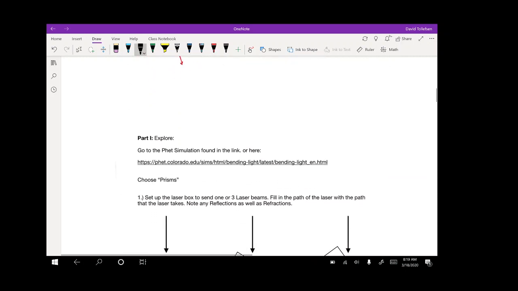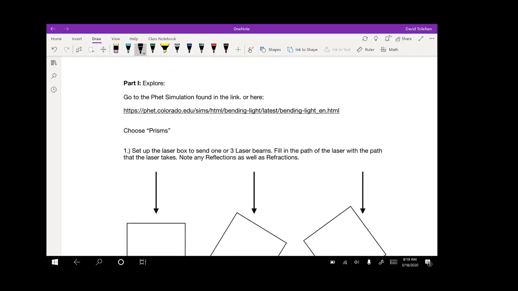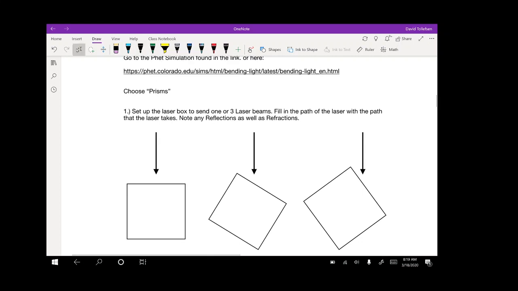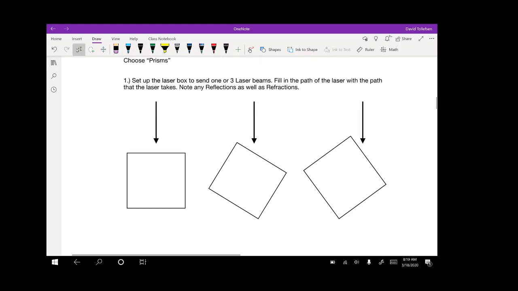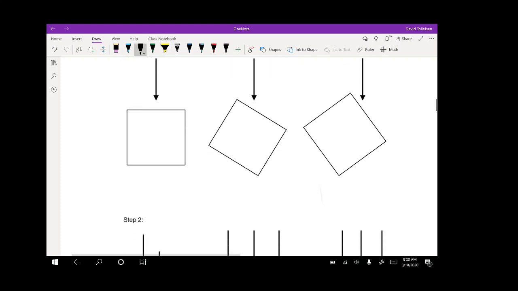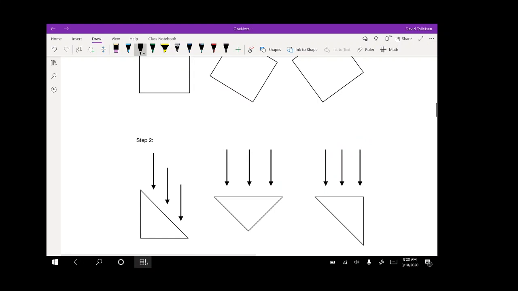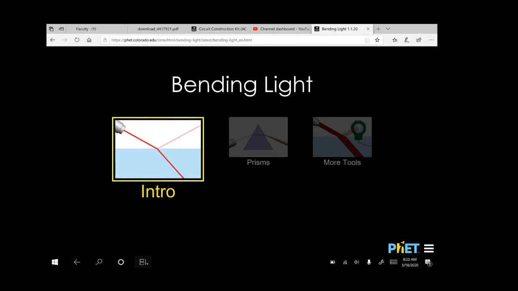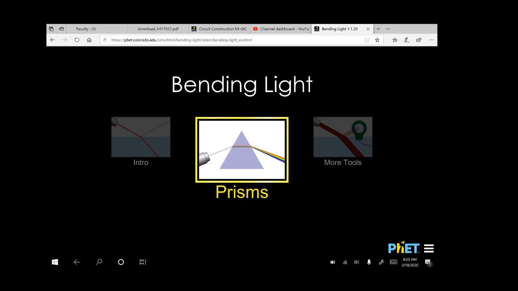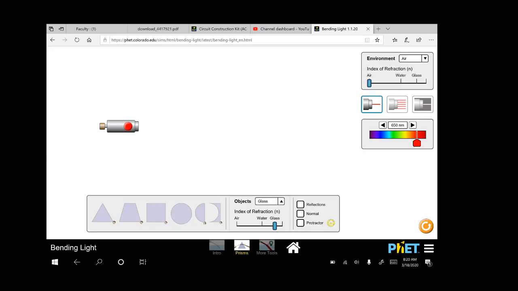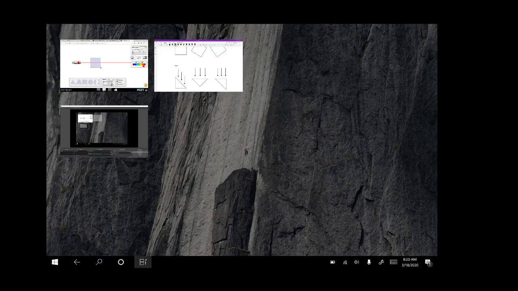I want you to go to the PhET simulation, and for part 1, you're going to choose prisms, and you're going to set up the laser boxes and figure out how light actually reflects through these different shapes. So if we're on the PhET simulation, you have these shapes down here. You can put on multiple beams or one beam. Take a shape. All right, what happens? Doesn't look like much is happening. Okay, cool.